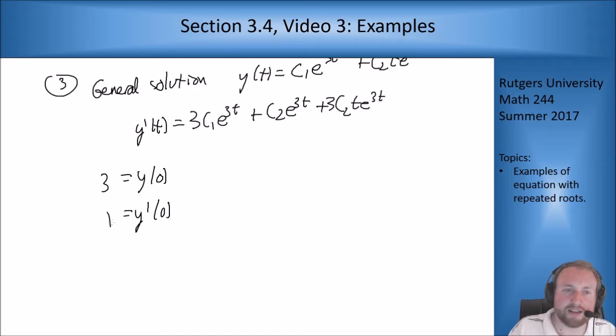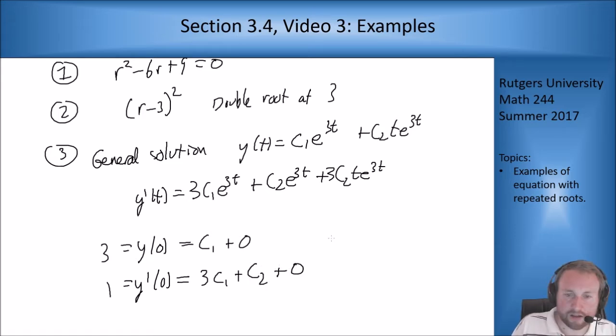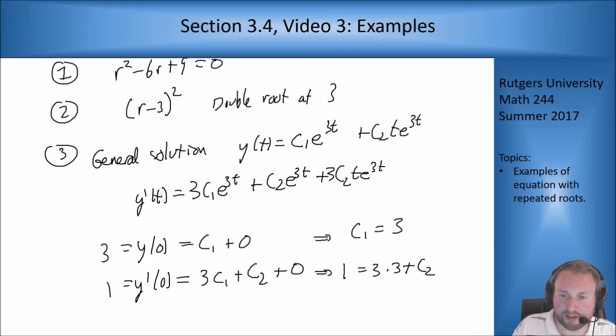So what is y of 0? Well, if I plug in 0 there, I get c1 plus 0 because t is 0. And for y prime, I plug in and get 3c1 plus c2 plus 0. So this here tells me c1 equals 3, and this here tells me 1 equals 3 times 3 plus c2, so c2 equals minus 8.